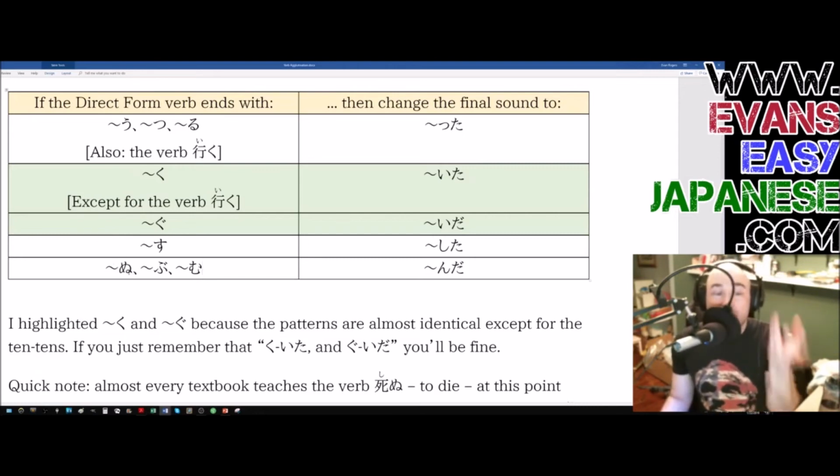So if you want to actually learn how to conjugate all the plain form verbs, if you want to know how to do every single one of them, you have to learn, unfortunately, the verb for die. There's literally no other verb they can give you that doesn't mean dead.